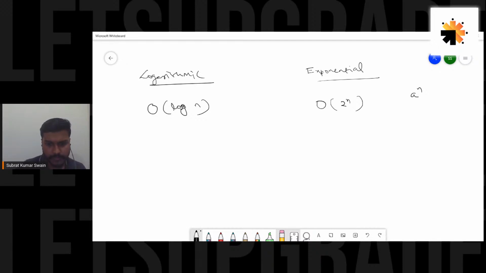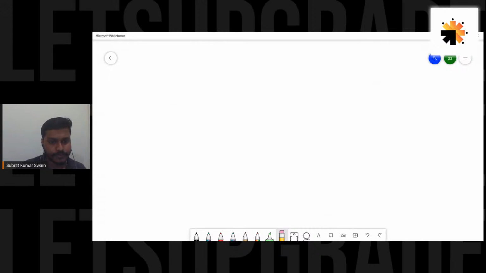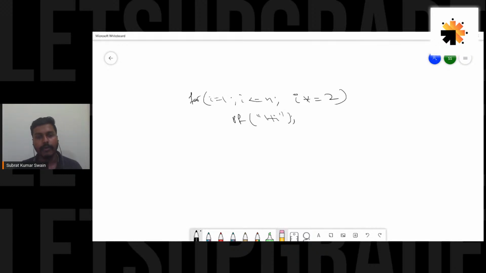Let me clear this out. Let me give you a few examples. Here we have: for i equal to 1, i less than or equal to n, and i multiplied by 2, and there is some statement, let's say "hi". So i equals 1, i is less than or equal to n, and i is multiplied by 2 every time, right?